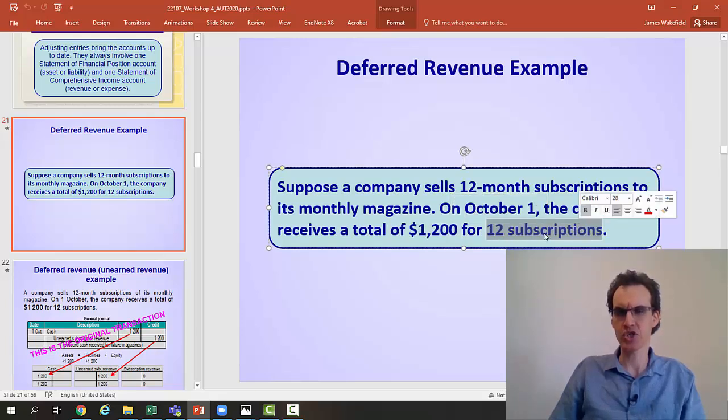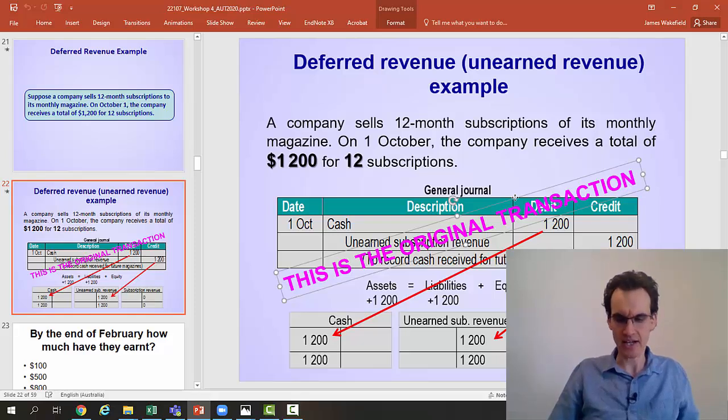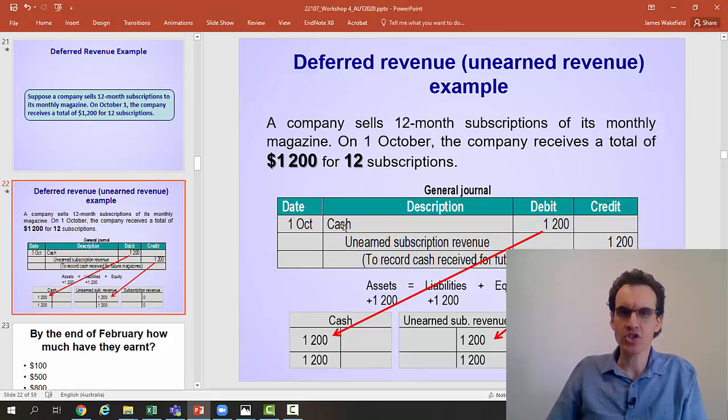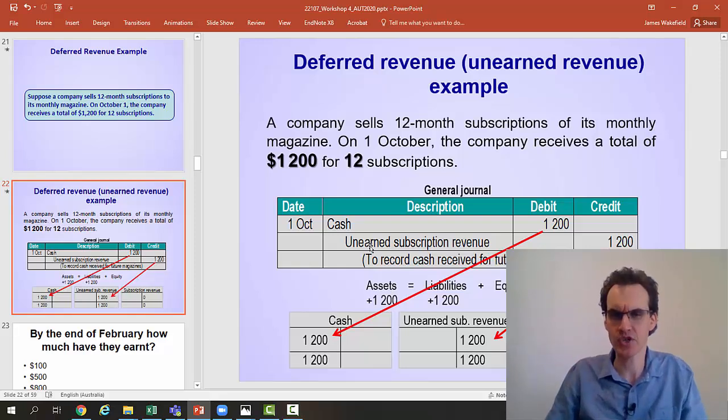Now, let's look at the original transaction. If we look at the original transaction, it says that on October 1, they recorded debit cash $1,200 and credit unearned subscription revenue $1,200. And this is a normal journal entry. This is not an adjusting entry.